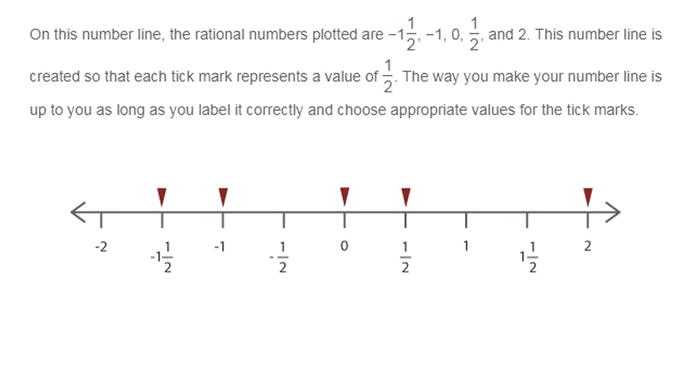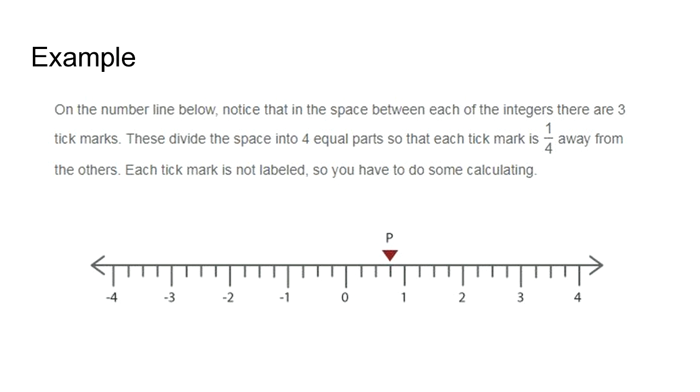Maya, we only have a couple more slides and we should be done. So an example, on the number line below, notice that in the space between each of the integers, there are three tick marks. These divide the space into four equal parts so that each tick mark is 1/4 distance away from the others. Each tick mark is not labeled, so you would have to do some calculating. So what is the coordinate for point P? Oh, Maya, very good. 3/4.